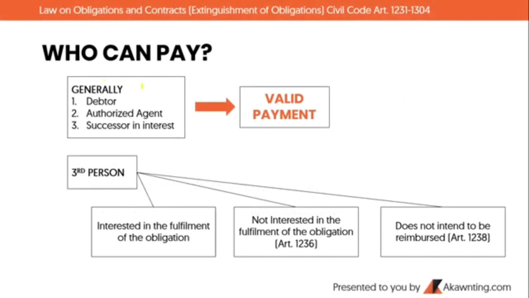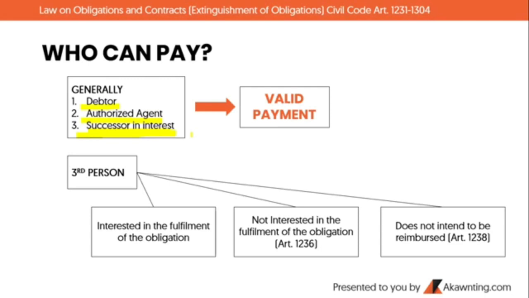Who can pay? So, generally, ang pwedeng magbayad is the debtor himself, his authorized agent, kung meron siyang itinalaga na agent or mag-a-act on his behalf. And number 3, the successor in interest. Usually, nagte-take effect yung successor in interest kapag namatay. Okay? Usually, yung mga successor in interest, yun yung magmamana ng specific property na yun.